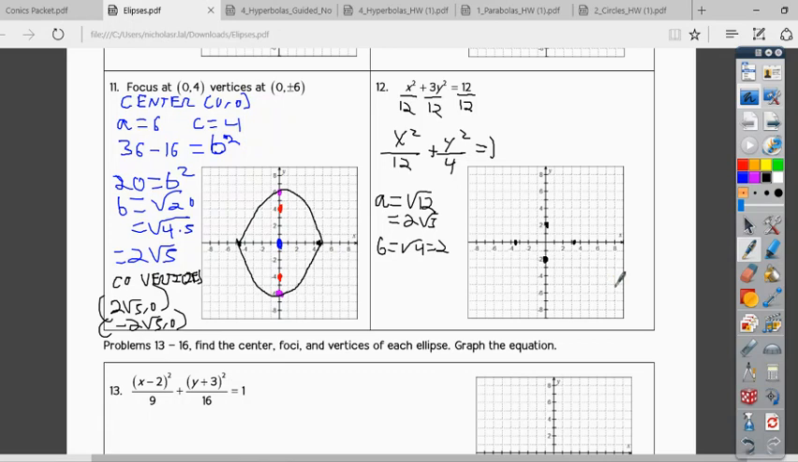And at that point, we can draw our ellipse. The center is still at 0, 0.